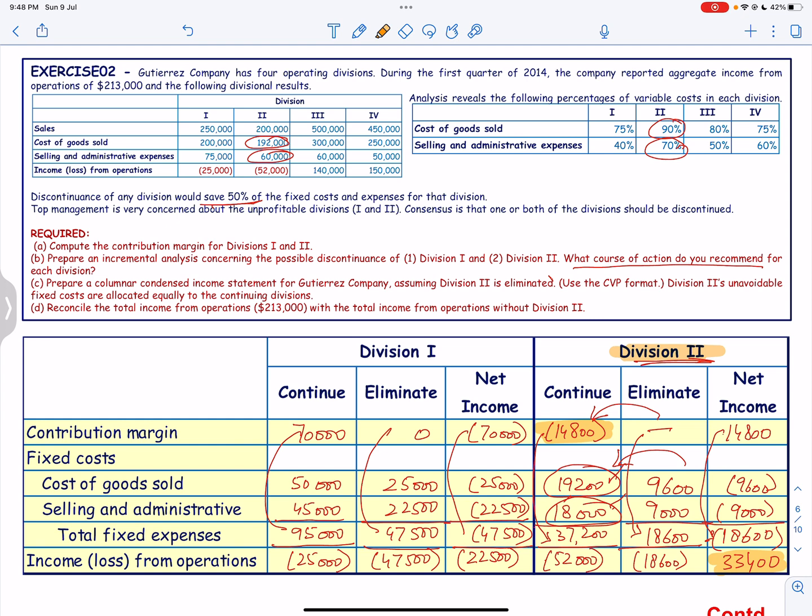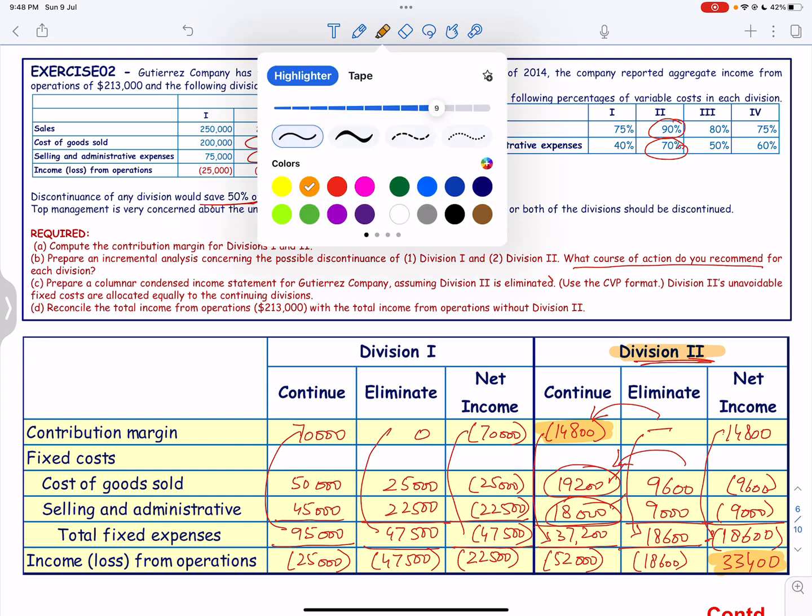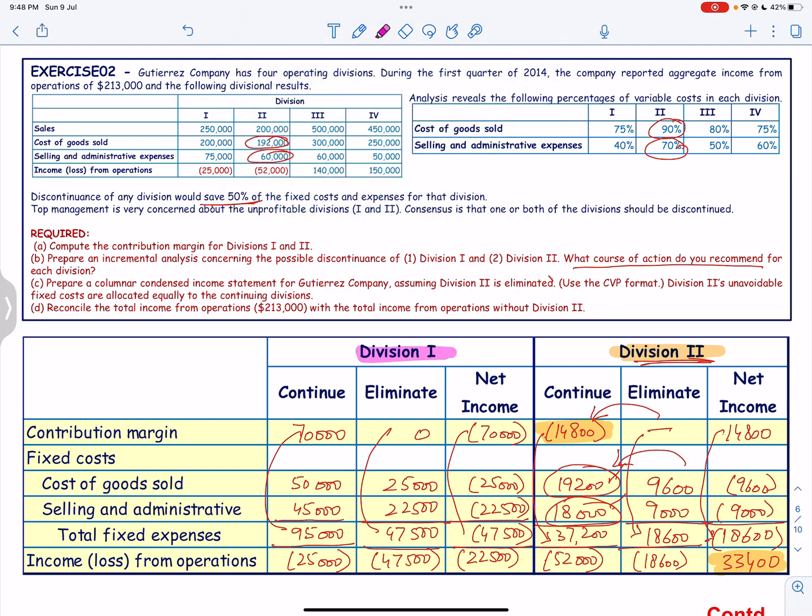Now, coming to division 1, division 1 should be continued because it is producing a positive contribution margin of 70,000, and income from operation will decrease by 22,500 if division 1 is going to be discontinued. So this completes part B of the problem, and we move on to part C on the next slide.